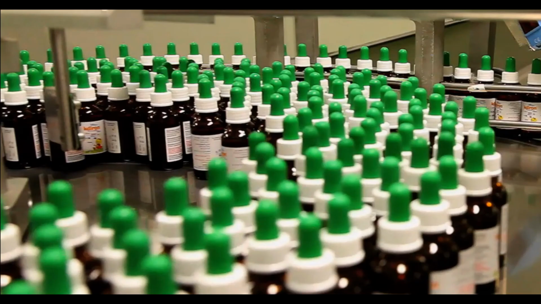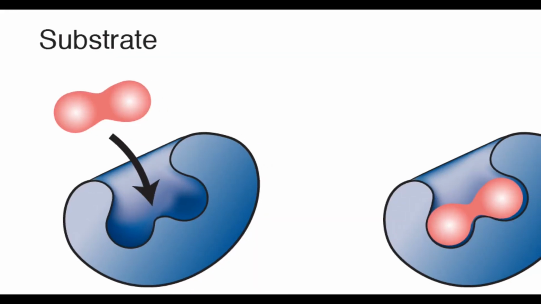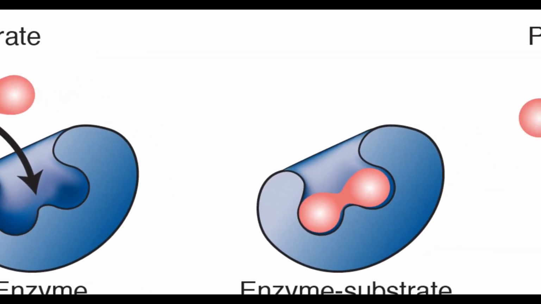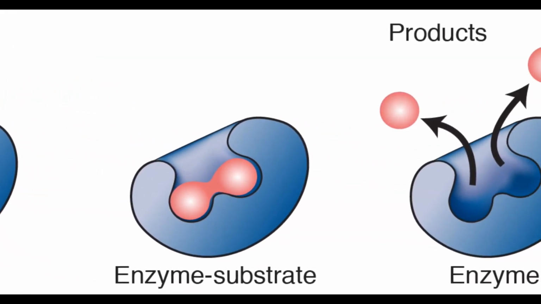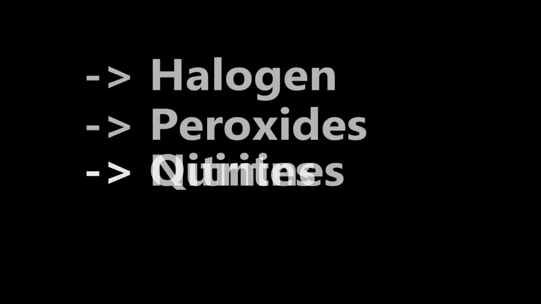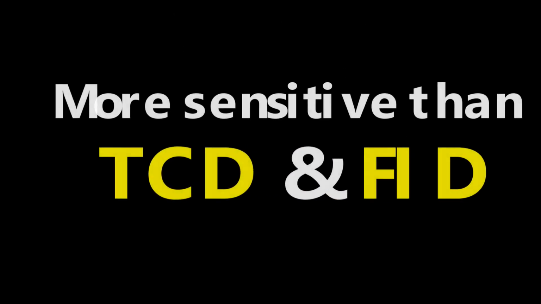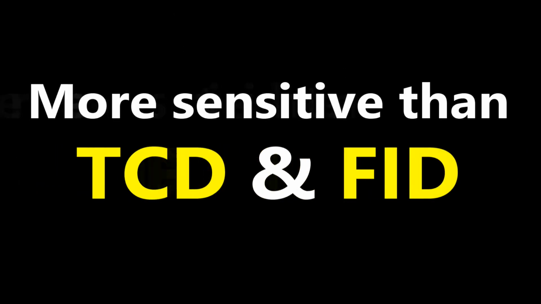Therefore, separation can be carried out under any condition. Thirteenth, high degrees of purity can be obtained. Fourteenth, the binding sites of biological molecules can be simply investigated. Fifteenth, in affinity chromatography the process is reproducible. It is a major advantage. Sixteenth, highly sensitive for the detection of compounds like halogens, peroxides, quinones, nitrites, etc. Seventeenth, it is more sensitive than TCD and FID.